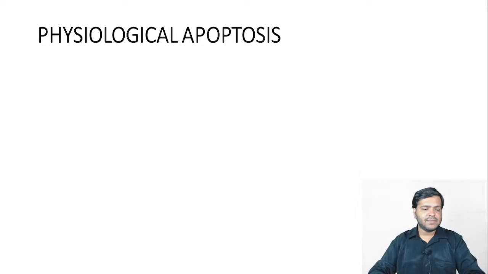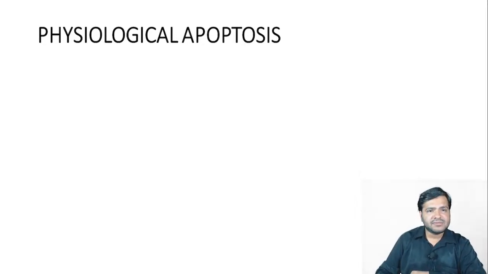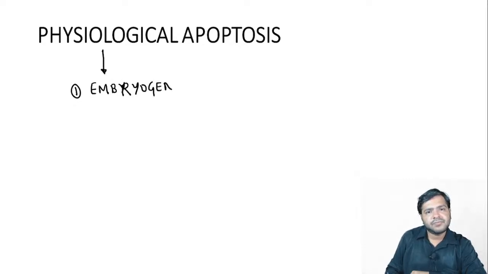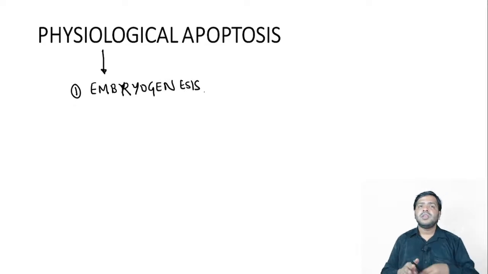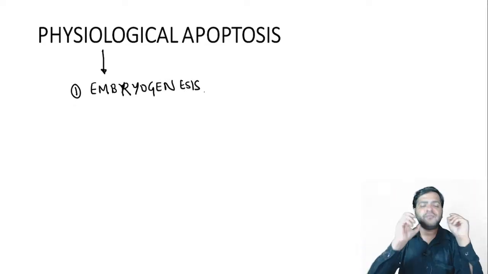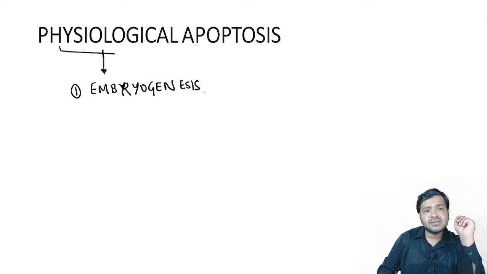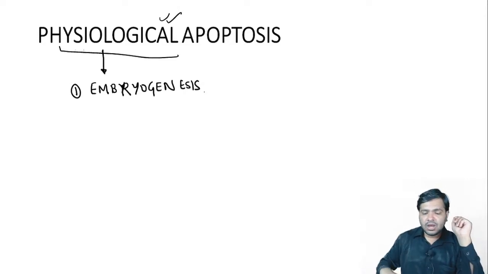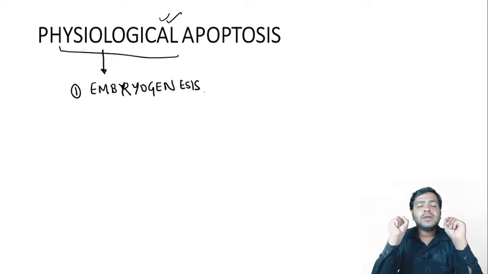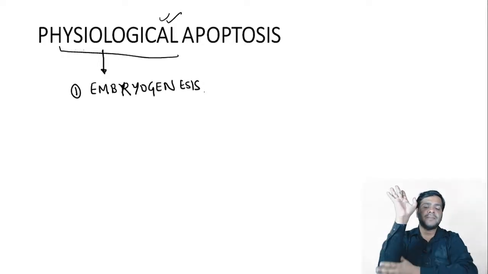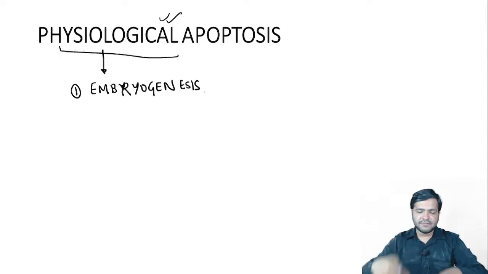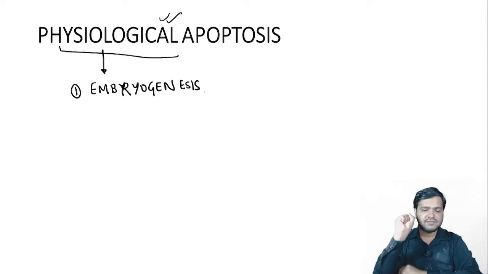Now can anyone tell me, physiological apoptosis is basically seen in which conditions? Write down the very first one: it is embryogenesis. Physiological means it is natural, it is likely to happen. In embryogenesis, take the development of the upper limb. I'm talking about the development of this particular limb.